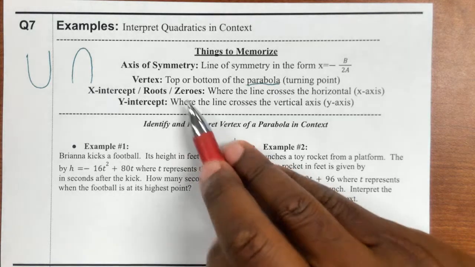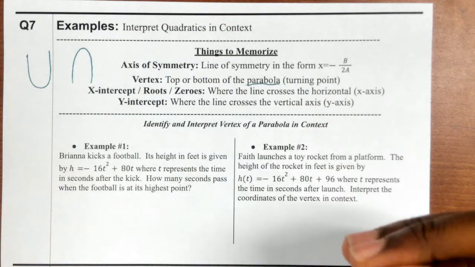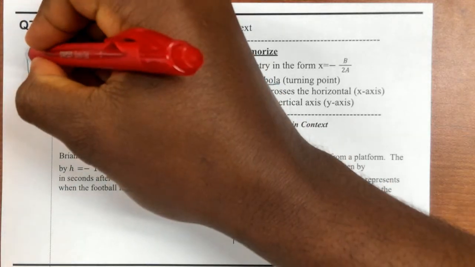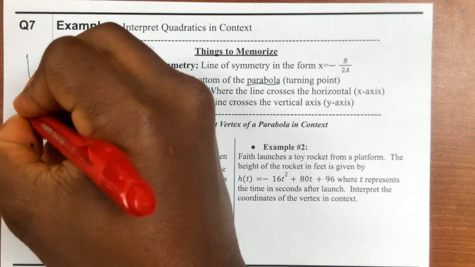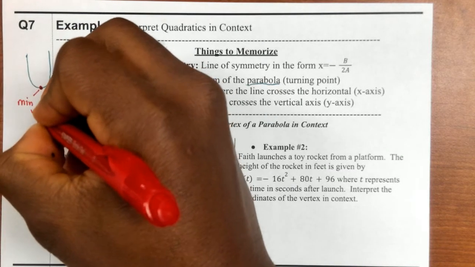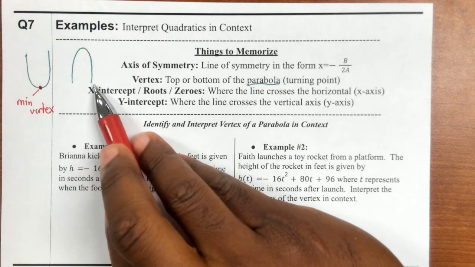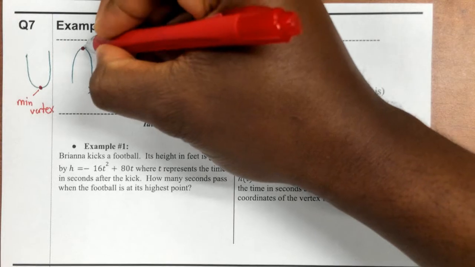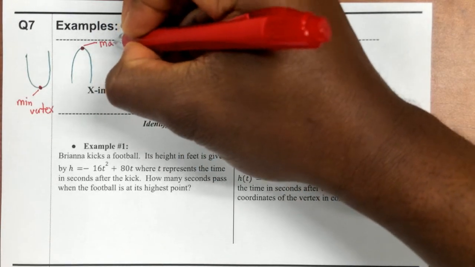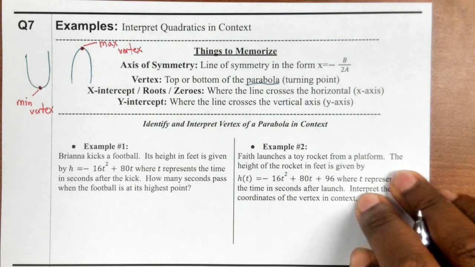When it says the vertex is the top or bottom of a parabola, the vertex is technically where all points meet. So whenever you have a U shape, all points will meet down here at the bottom. So this will be called a minimum vertex, because it's at the bottom. Whenever you have an N shape, however, all points would meet at the top, and because they meet at the top, this will be called a maximum vertex. So that's what a vertex is: the highest or lowest point.